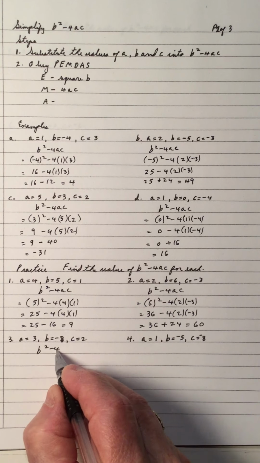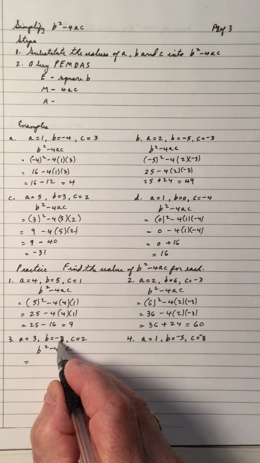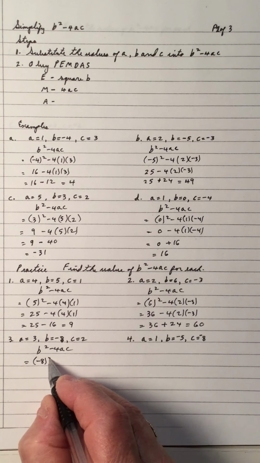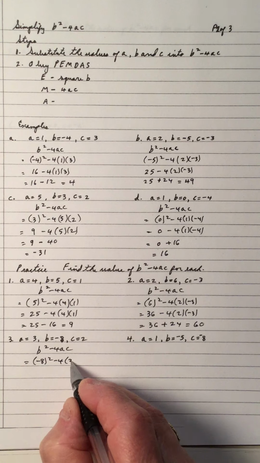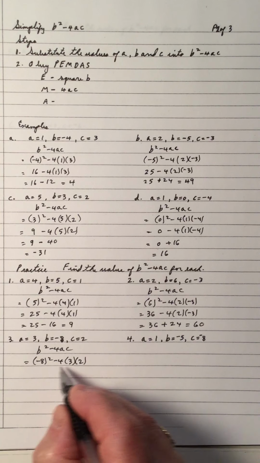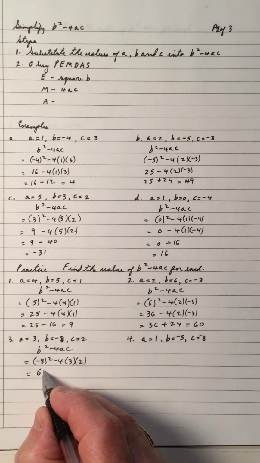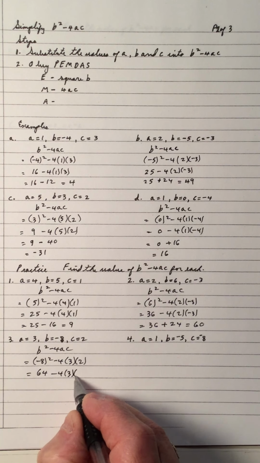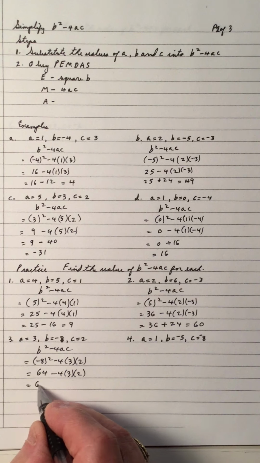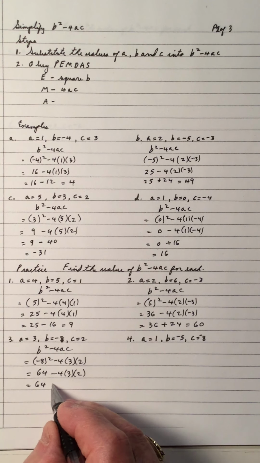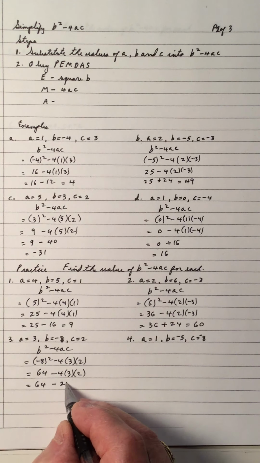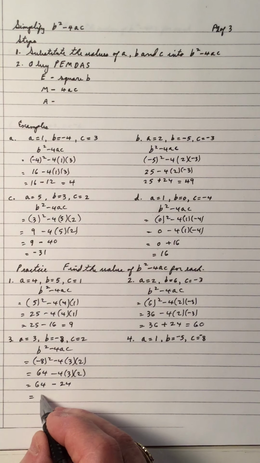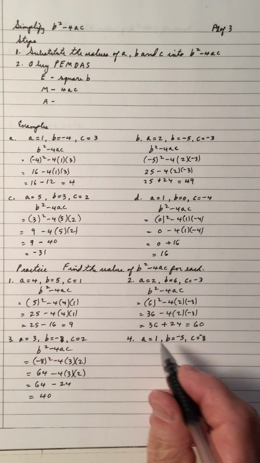B squared minus 4ac. B is negative 8. A is 3. C is 2. We square first, 64. Negative 8 times negative 8 is 64. And then we've got a negative 12 times 2 is 24. 64 minus 24 is 40.